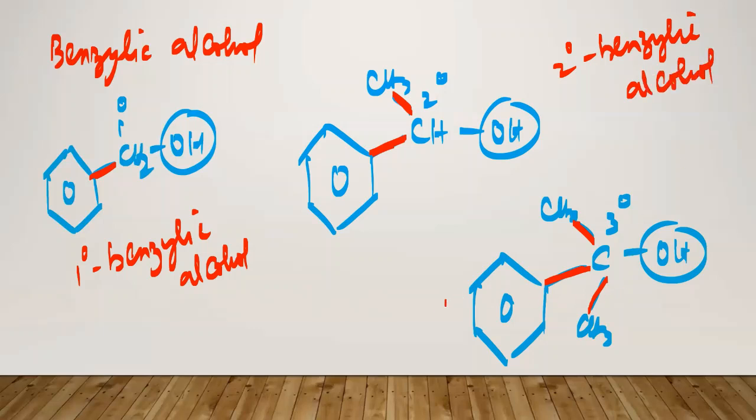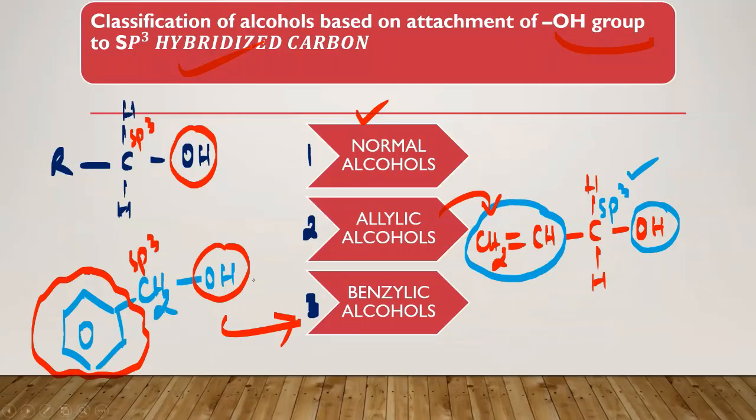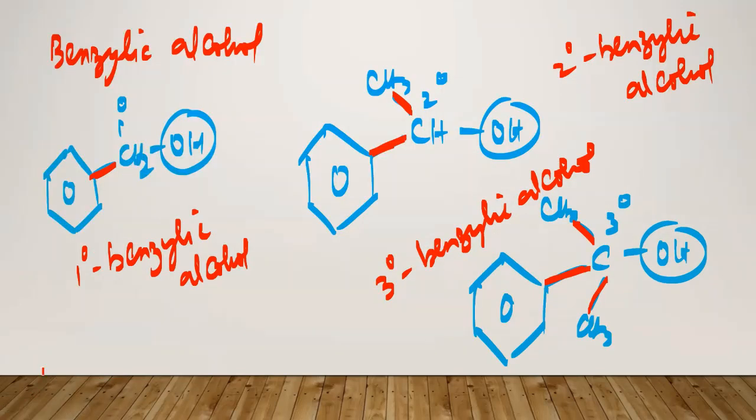And 3 degree means tertiary. So this guy is your 3 degree benzylic alcohol. That is tertiary benzylic alcohol. So I hope, my dear friends, you have understood this thing. Okay. So dear friends, we have learned about tertiary benzylic alcohol, secondary benzylic alcohol and primary benzylic alcohol.